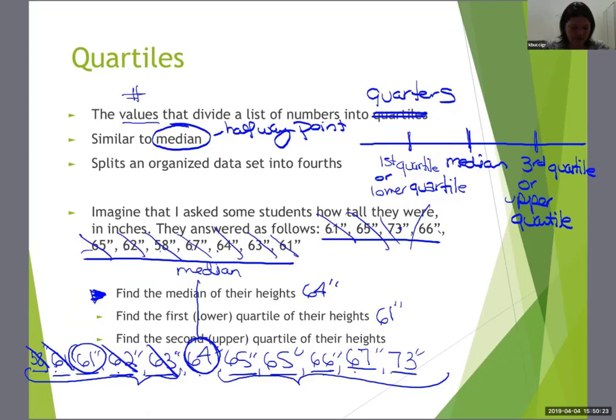So then let's find the, ooh, I did this wrong. It's not the second quartile. Fired, Kate. Typo in your PowerPoint. That's what happens when it's the first time you've used it.